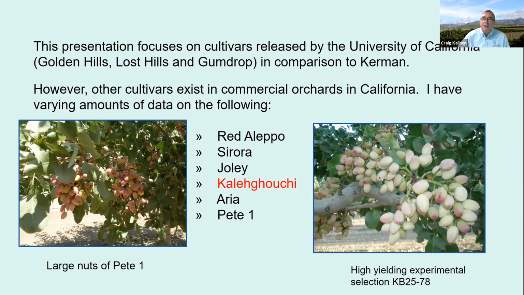I'm going to concentrate on cultivars that were released by the University of California, since I know most about those, but we have other cultivars as I showed in the previous table. I do have some information on Red Aleppo, Sorora, Jolly, Calagucci, Aria, and Pete that were in randomized and replicated scientific trials. Calagucci is interesting, and it has a very large nut. It tastes good. I think the name means ram's head in Farsi, and it has that kind of tall look. So it's one of our more interesting varieties that's not a UC release.